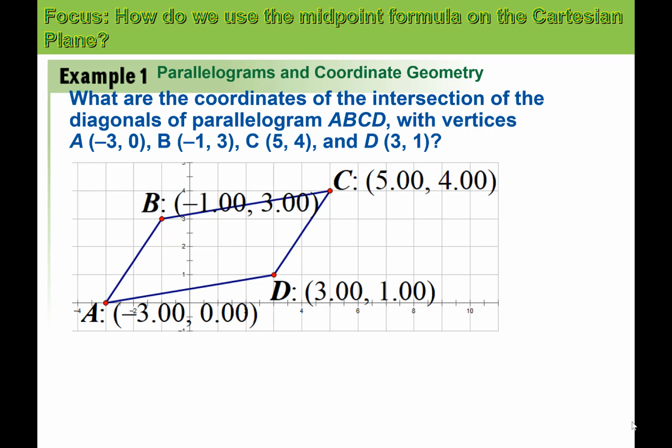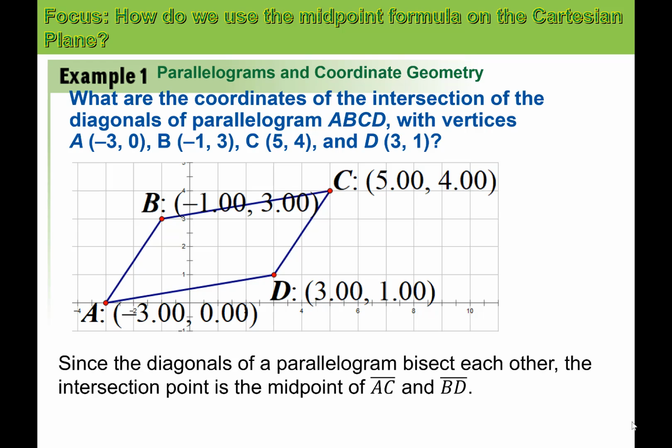So we're going to use the midpoint formula in order to find the coordinates of the intersection of the diagonals of parallelogram A, B, C, D. So essentially, since we know that they bisect each other, each half is going to be congruent, and the point of intersection, that midpoint, is going to be the average of the two x values and the average of the two y values. That's how we're going to find the midpoint of AC.